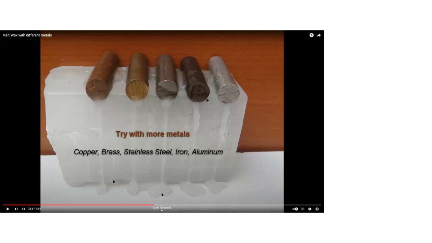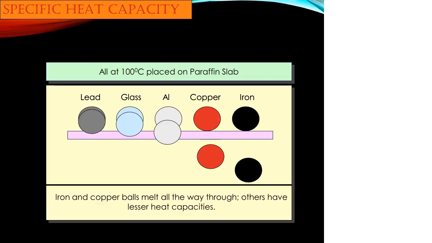Steel pretty close to that. Aluminum not as far, and copper not as far. So this is just a demonstration of how these work. If we take a look at what happened, iron went all the way through, right? We had copper going through.